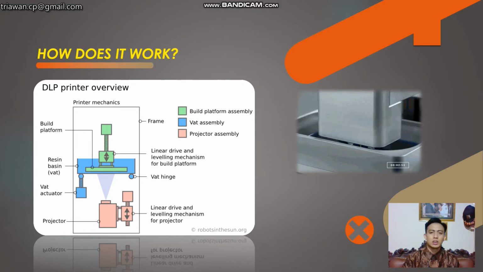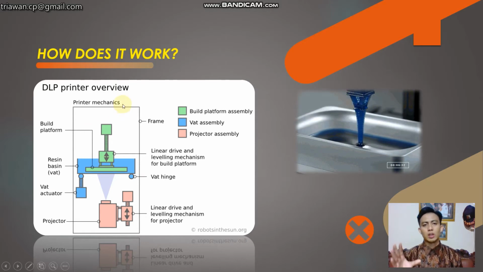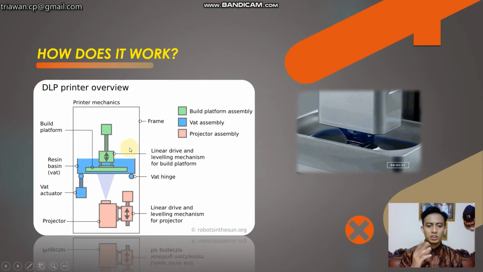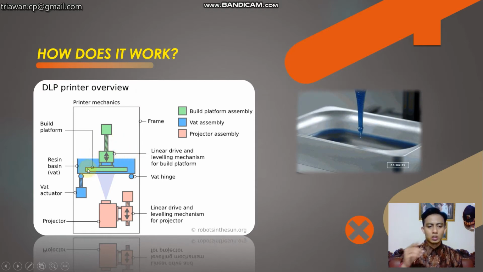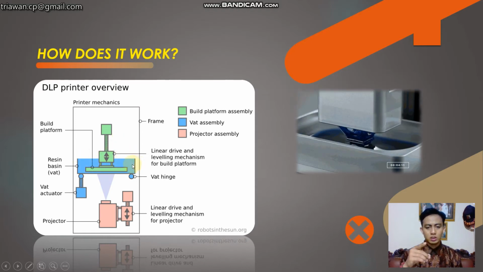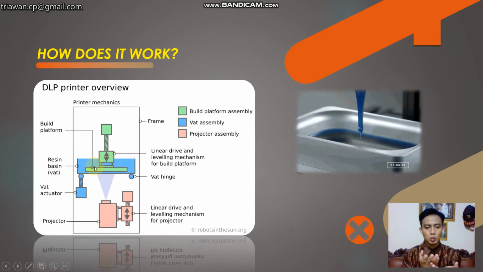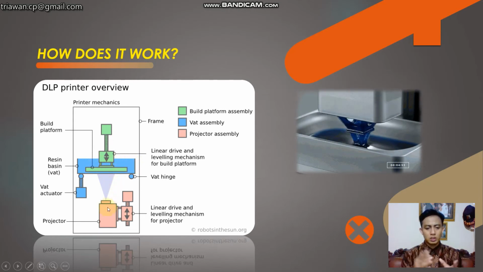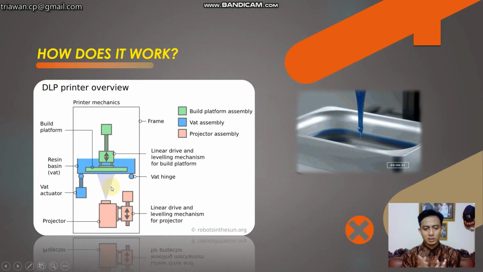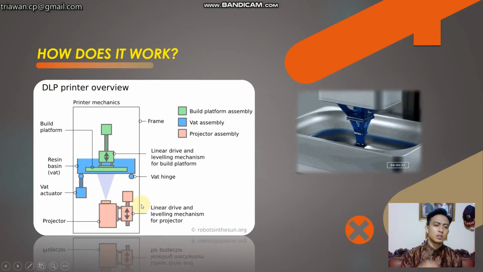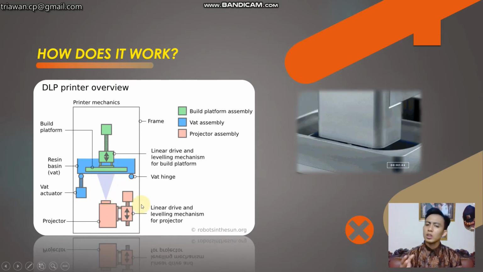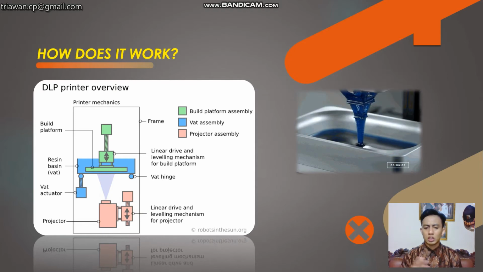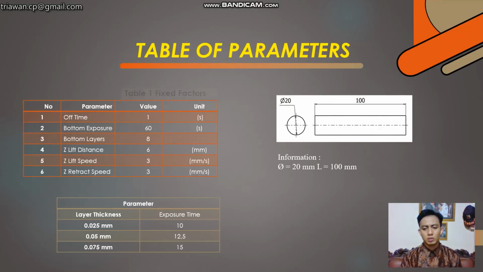Okay, the crucial parts in this printer are the vat assembly for the resin tank, the build platform, and the light source, and we control this printer with a microcontroller.